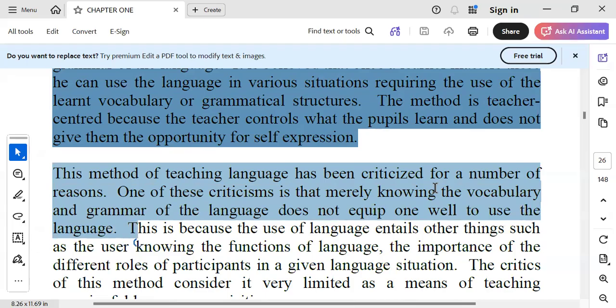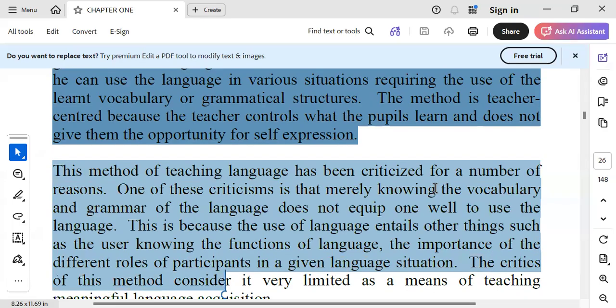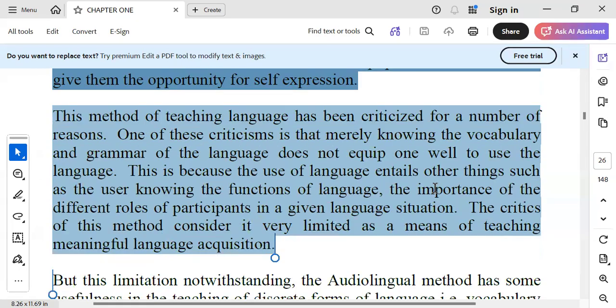This is because the use of language entails other things, such as the user knowing the functions of language, the importance of the different roles of participant in a given language situation. The critics of this method consider it very limited as a means of teaching meaningful language acquisition.